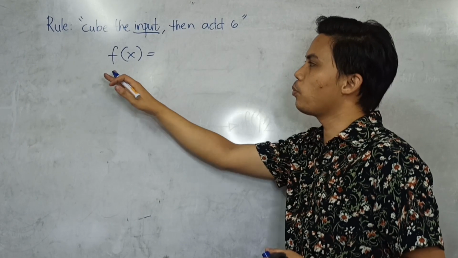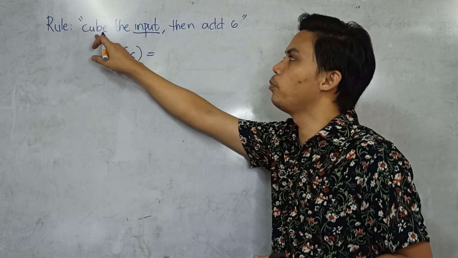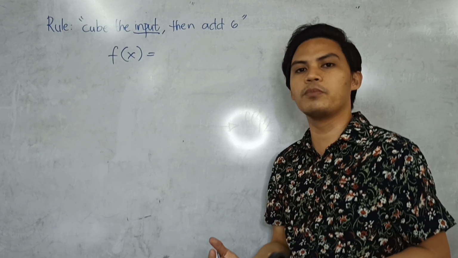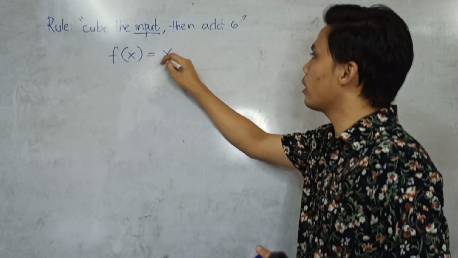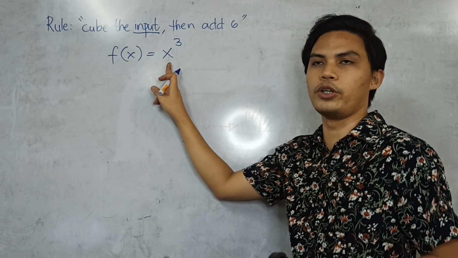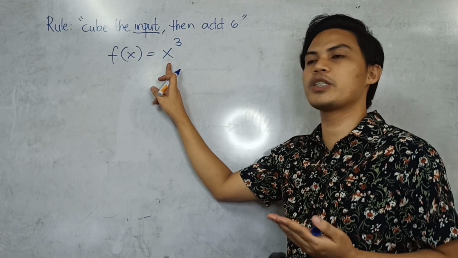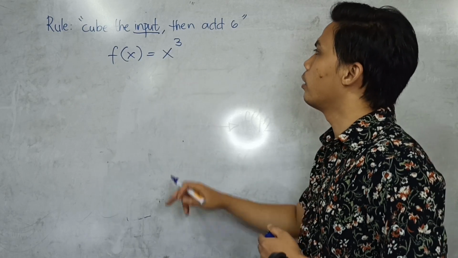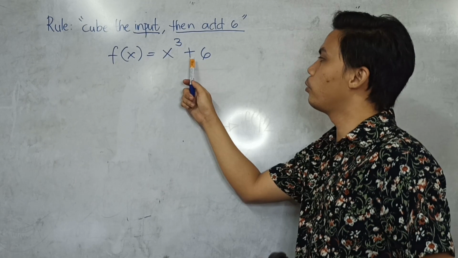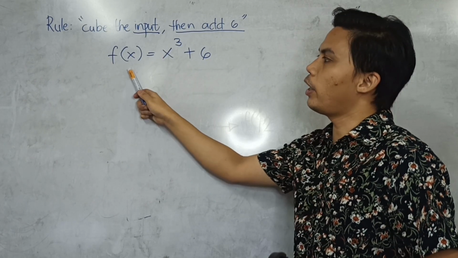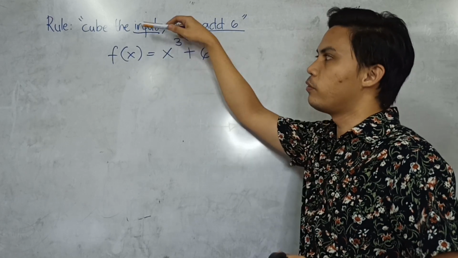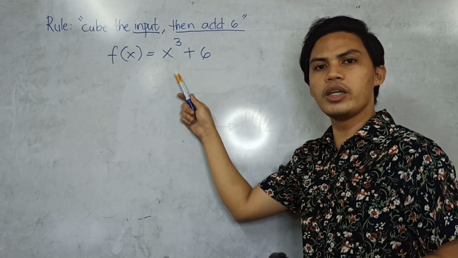So, we're going to interpret this one. Sabi sa rule is cube the input. Therefore, if we're going to write that one into symbols, the answer will be x cubed. So again, yung x natin is yung input or yun yung nagre-represent na input natin. Then, add 6. Therefore, we're going to have f of x is equal to x cubed plus 6.